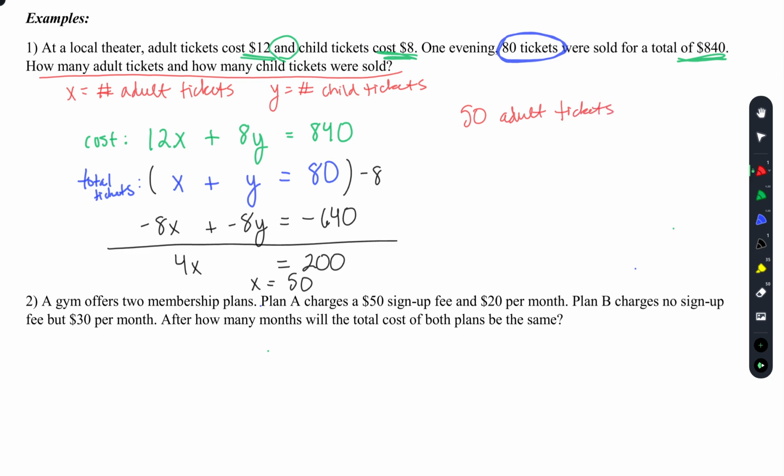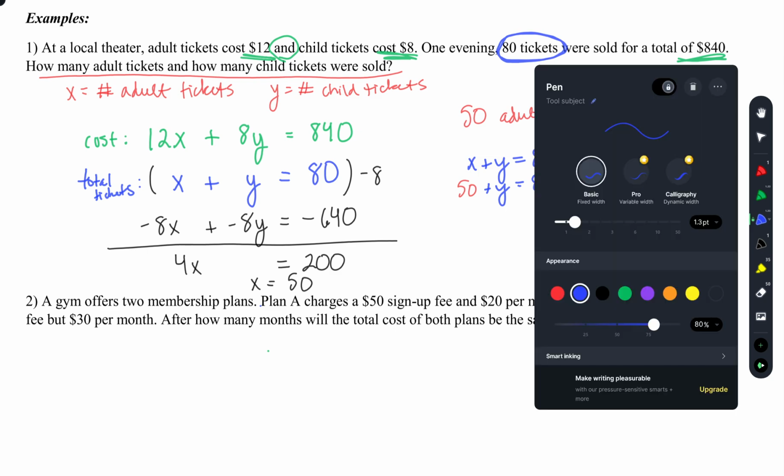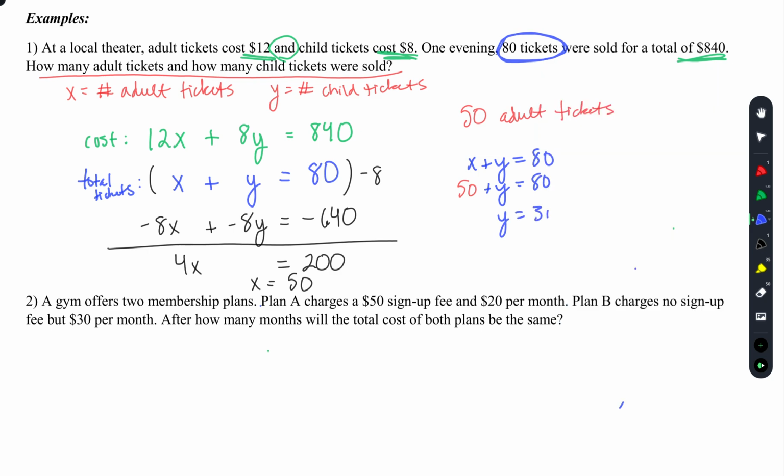And then you've got to figure out how many of the other kind. So the other kind, child, is Y. Just like the other ones, you're going to take one of your equations and plug in the 50. I'm going to do that one, it's faster, I think. If I do that blue one, X plus Y equals 80, I can just plug 50 in. I don't even know if you need to write that. You probably are just like, oh, it's 30, right? Oops, I erased too much. There we go. So Y is 30. So then you would say 30 child tickets.